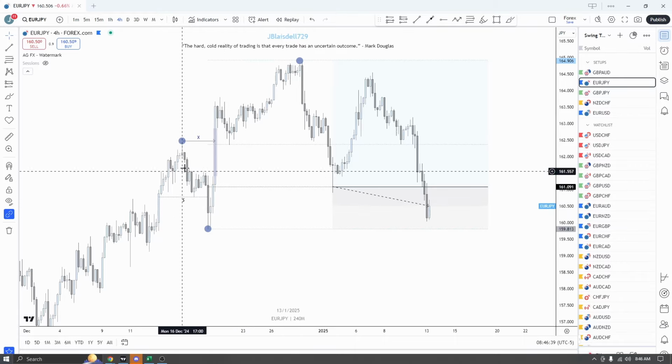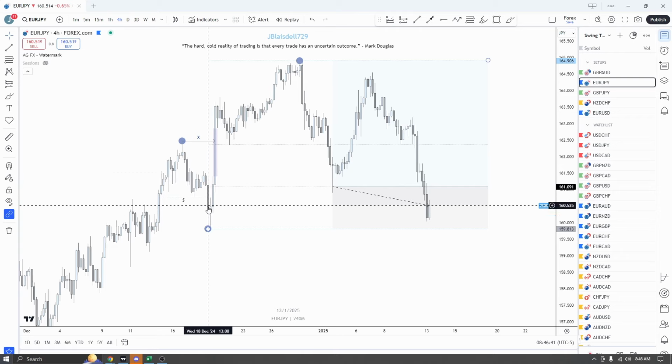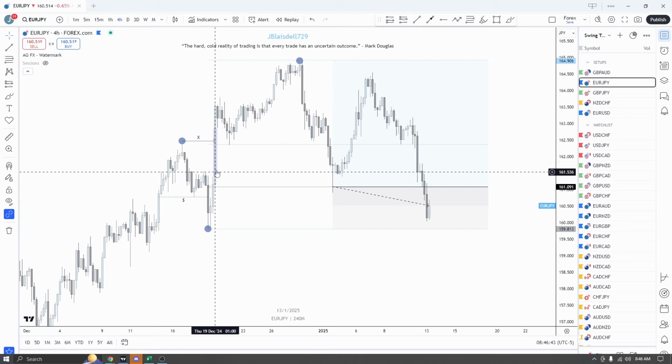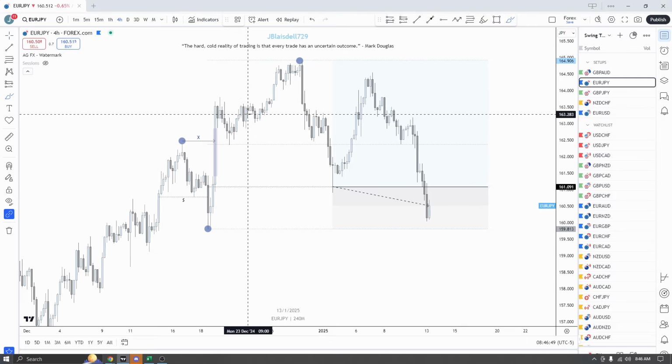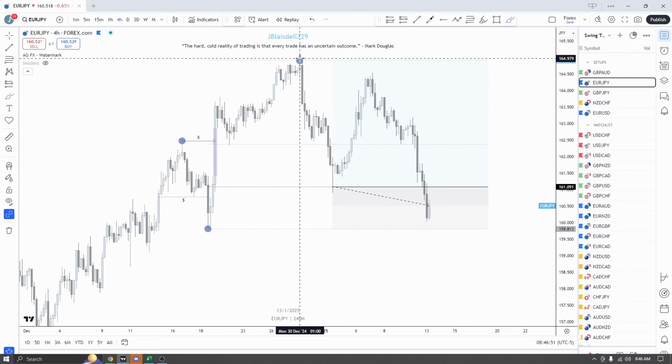Now, this consolidation area right before this very impulsive bearish candle and a very aggressive break of structure, these are all very clear things that I like to see in every trade. And then price works its way very low and slowly up a little bit higher.